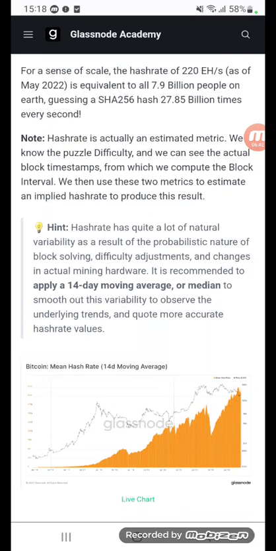For a sense of scale, the hash rate of 220 EH per second, as of May 2022, is equivalent to all 7.9 billion people on the earth, each computing a SHA-256 hash 27.85 billion times every second.